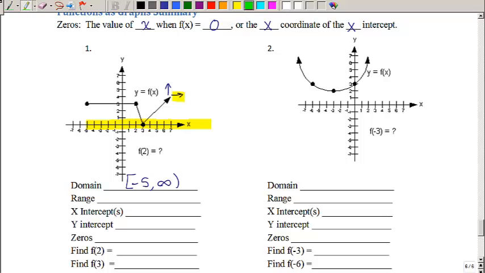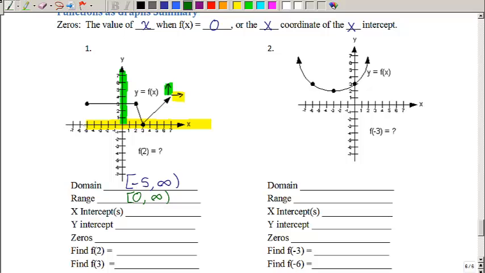For my range, I'd like to know how low I can go, how high I can go on my y values. The lowest y value I see is here at 0, and I can go up forever because that's what this arrow tells me. That arrow keeps going on forever and ever, which leaves me with a range of 0, which is the lowest y value, infinity. Can I include 0? Yes, 0 is closed.